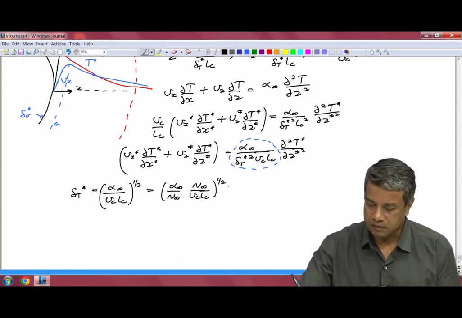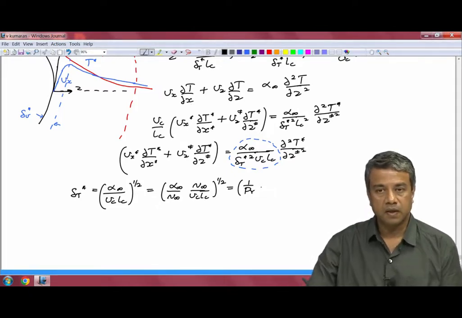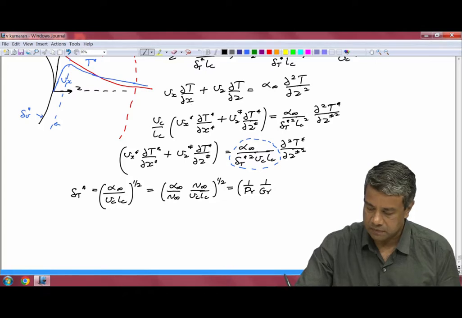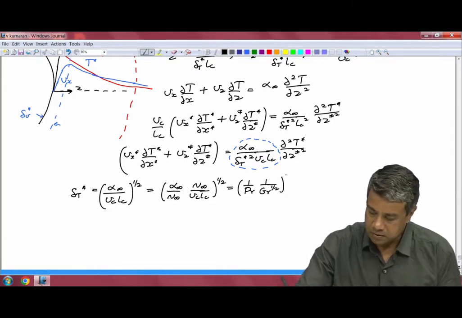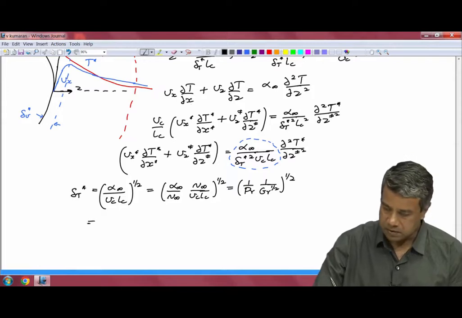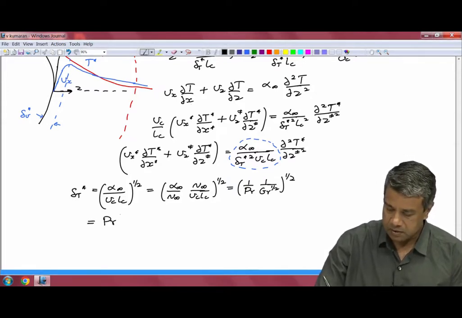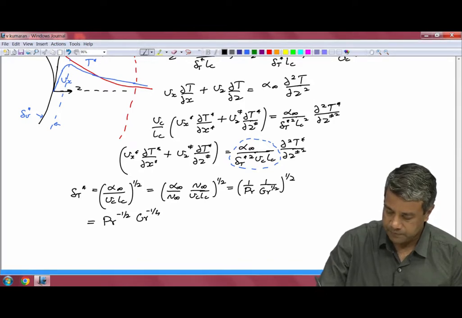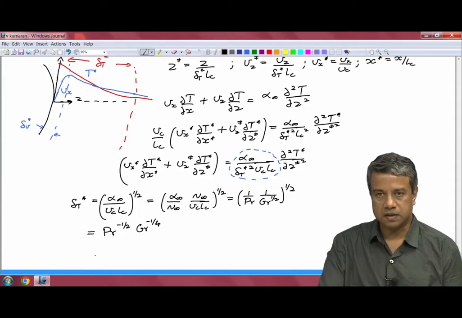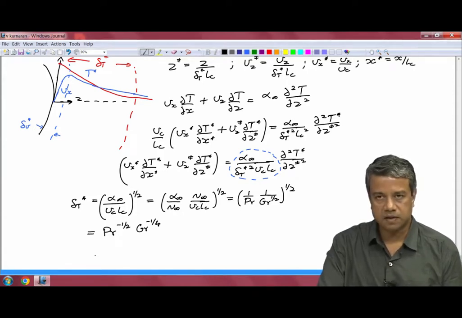Alpha infinity by nu infinity is 1 over the Prandtl number, and nu by VCLC is 1 over the Reynolds number, which is 1 over the Grashof number to the half. This whole thing to the half power. So, this is equal to Prandtl number to the minus half, Grashof number to the minus 1 by 4. That is the thermal boundary layer thickness in this case. So, this is the expression for the thermal boundary layer thickness in this case.